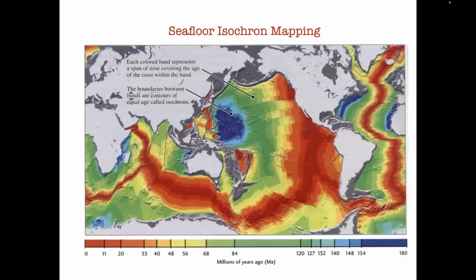Okay, so with the help of this isochron, this magnetic anomaly, this is how the seafloor mapping has been done using this magnetic anomaly and the age. So here the isochron means contours of equal age. Okay, contours of equal age is what is known as your isochron. So this is where you're getting different color bandings, which represent a span of time covering the age of the crust within that particular time band. The boundaries between these bands are nothing but contours of equal age, and we call those isochrons.